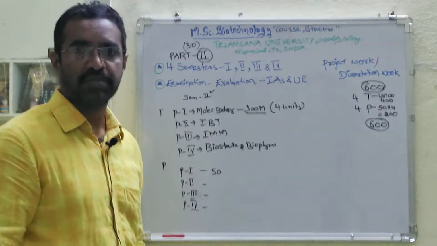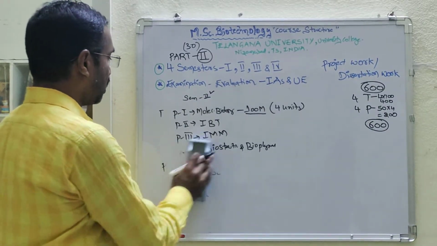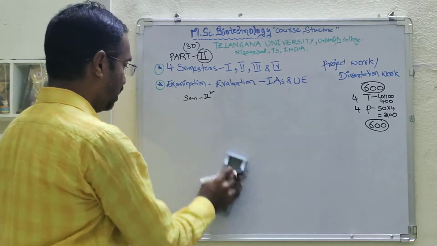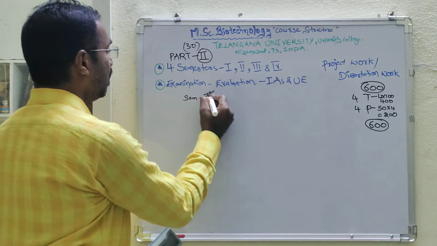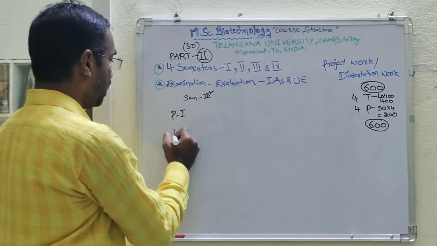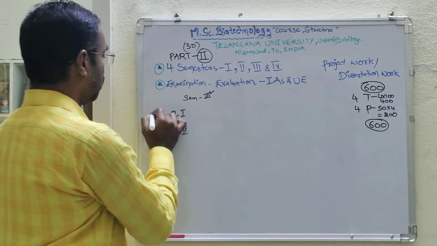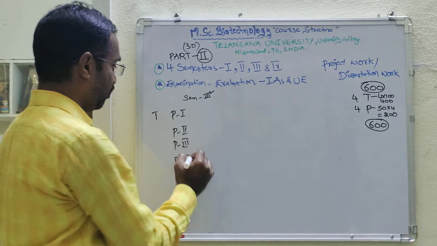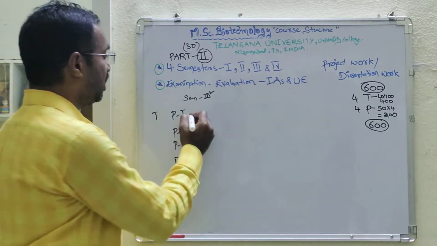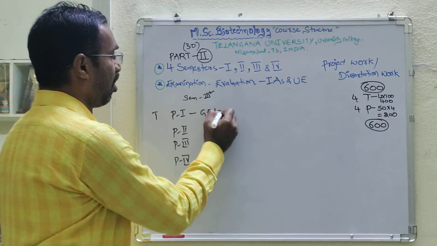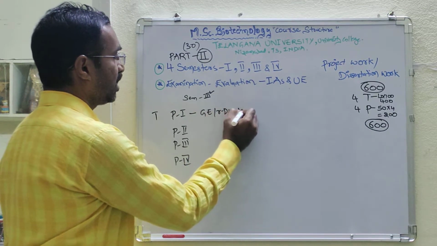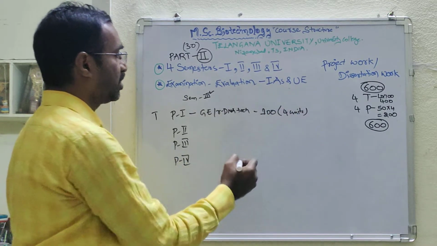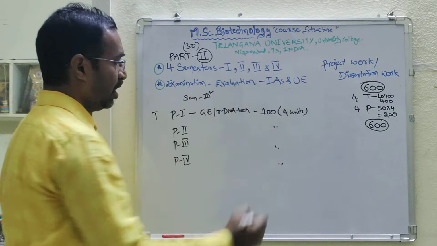Coming to the third semester, there are some differences which you have to note. Again, it has 4 theory papers. The first theory paper deals with genetic engineering or rDNA technology. Same 100 marks, 4 units. All 4 are evaluated for 100 marks.